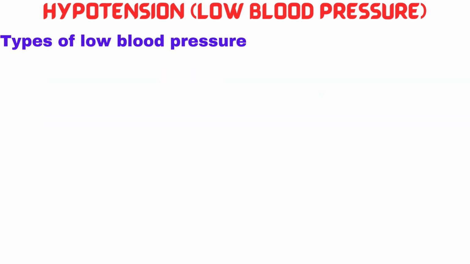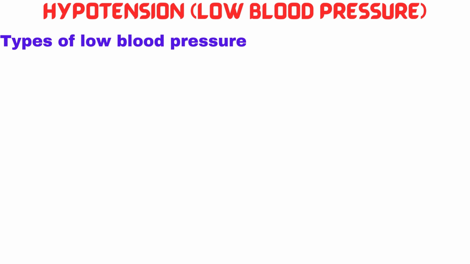Now we will see the types of low blood pressure. Hypotension is classified based on the biometric parameters of the blood pressure measurement. It may be absolute, with systolic blood pressure less than 90 mmHg or mean arterial blood pressure less than 65 mmHg.